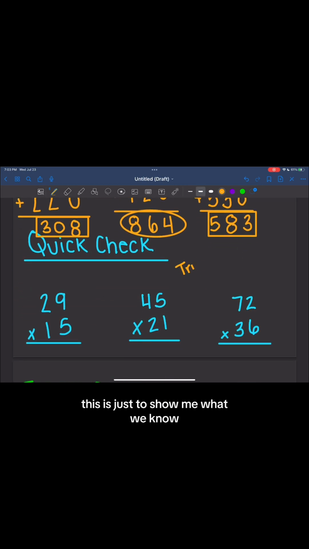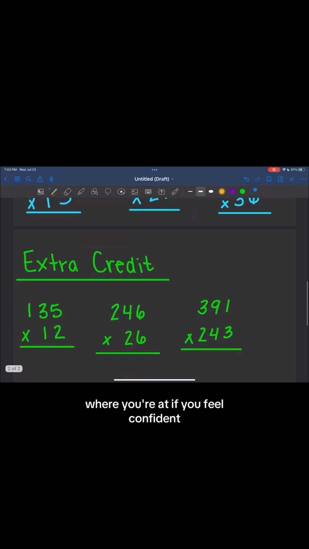Now, I am going to show you 3 problems that you have to complete as your quick check. This is just to show me what we know, how we feel. You're going to try these by yourself, and you're going to submit these to me on Schoology. These are counting as a homework grade, but again, this is just for me to see how you feel, where you're at.